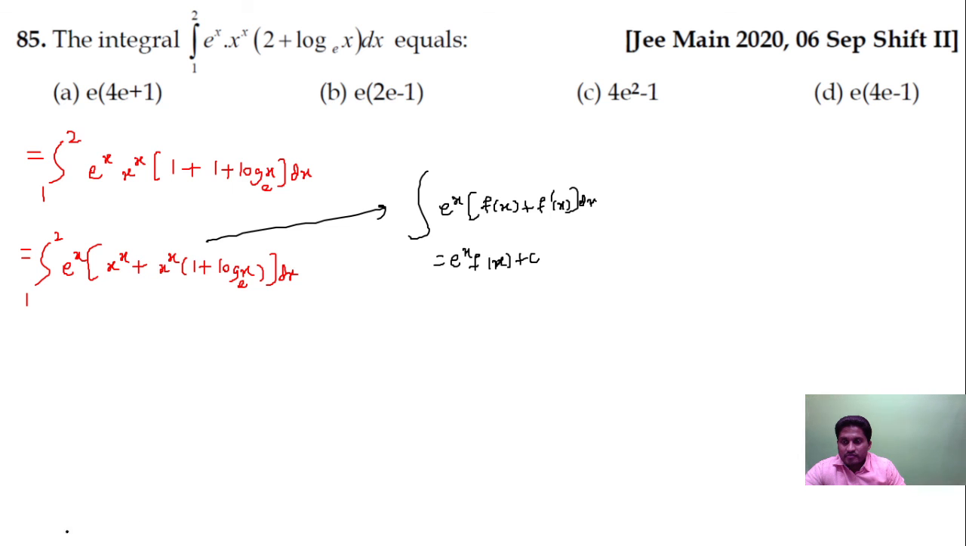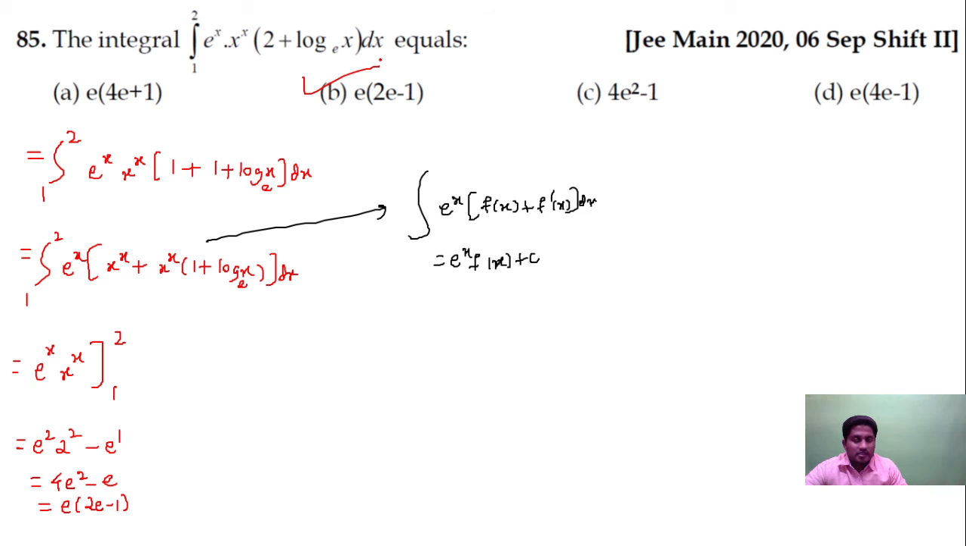Okay, so that's equal to e power x into f of x, that is equal to x to the power of x only. So this is e power x into x to the power of x between the limits 1 to 2. If I substitute, you get e square into 2 to the power of 2. Lower limit is e power 1 into 1. So you will get this as 4e square minus e. If you take e outside, it will be 4e minus 1. That is answer is option B.